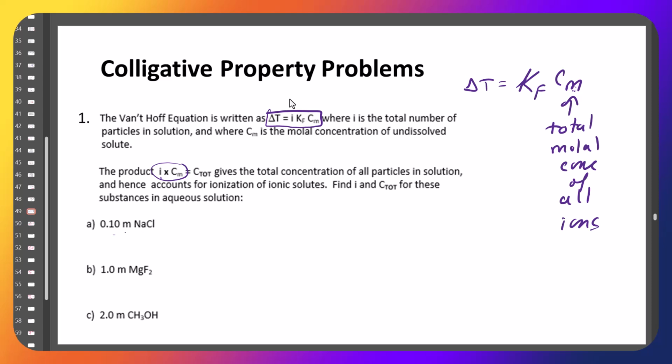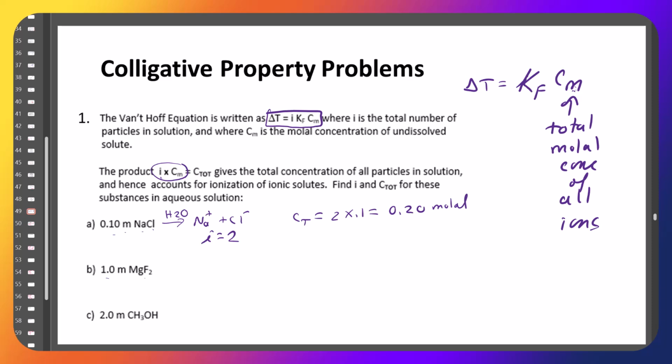0.1 molal sodium chloride, 0.1 molal magnesium chloride, and 2 molal methanol. So to do that, we need the value for i. We remember that in water, NaCl gives us Na+ and Cl-, so i is equal to 2. Then C total is 2 times 0.1, 0.20 molal. That's the total concentration of all the particles in solution in molal units.